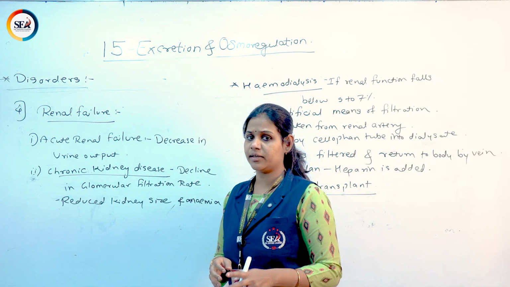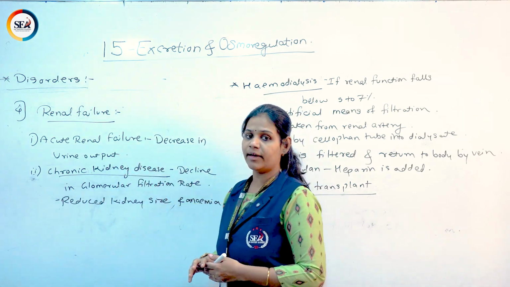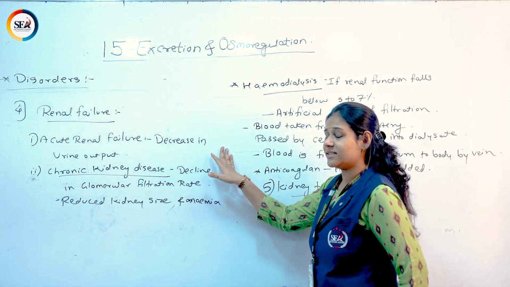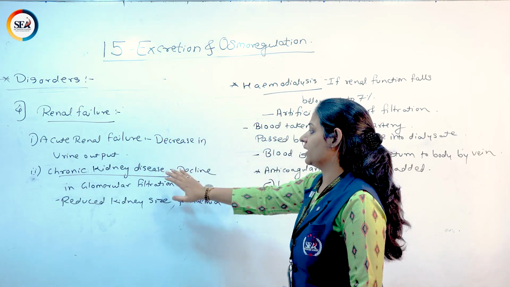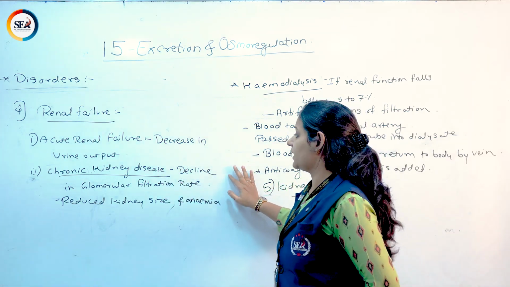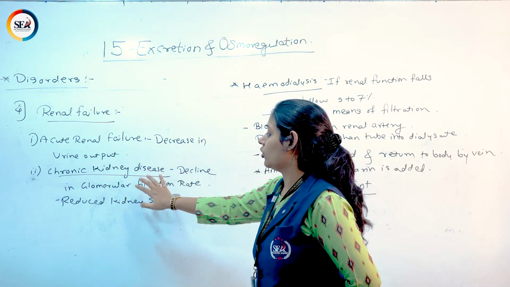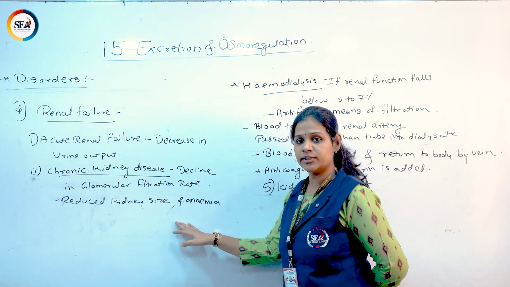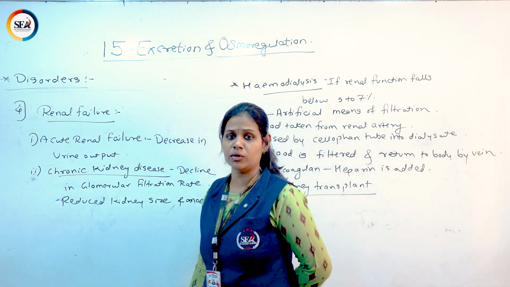The next disorder is renal failure, that is kidney failure. There are two types of renal failure. One is acute renal failure, and second is chronic kidney disease. In acute renal failure, there is a decrease in the urine output, but in chronic kidney disease, there is a decline or decrease in the glomerular filtration rate. That is the reason why it reduces the kidney size also, and it can lead to severe anemia also.